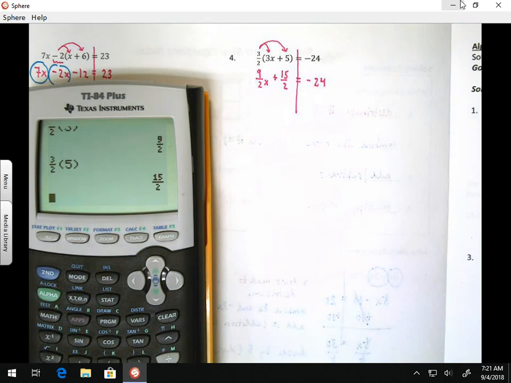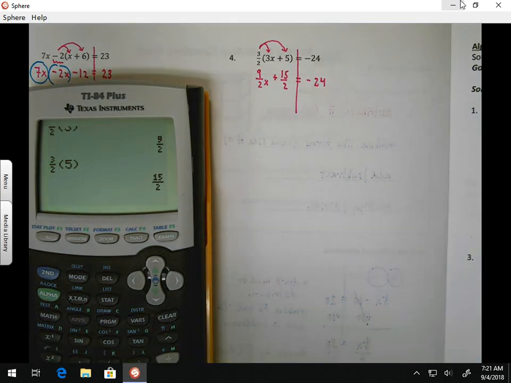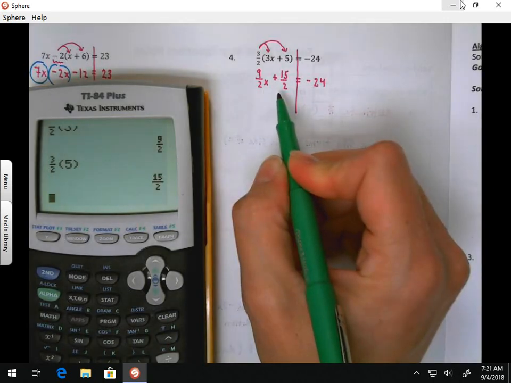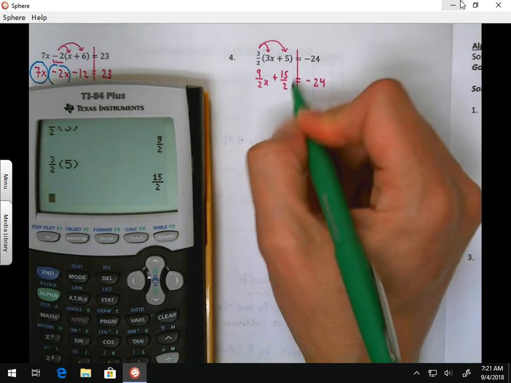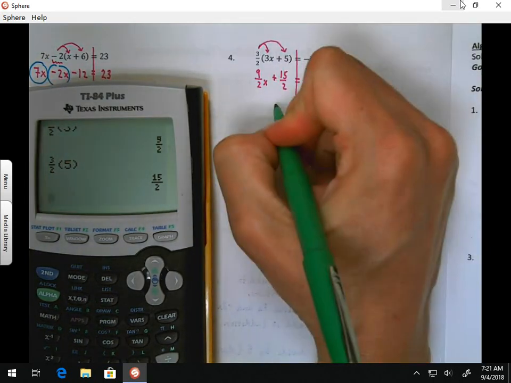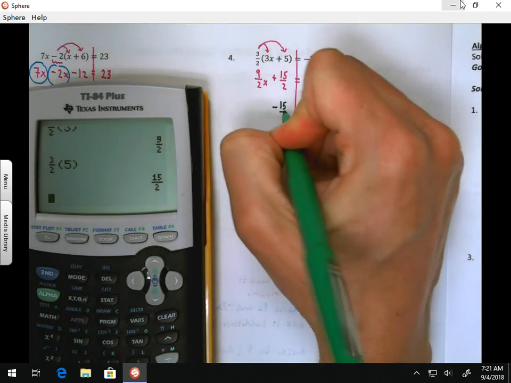Now, in this case, I don't have any like terms on this side of the equation. This has an x, and this is a constant, so I'm going to skip that step and go ahead and move my constant here using the inverse. Since this is plus 15/2, I'm going to subtract 15/2 on both sides.